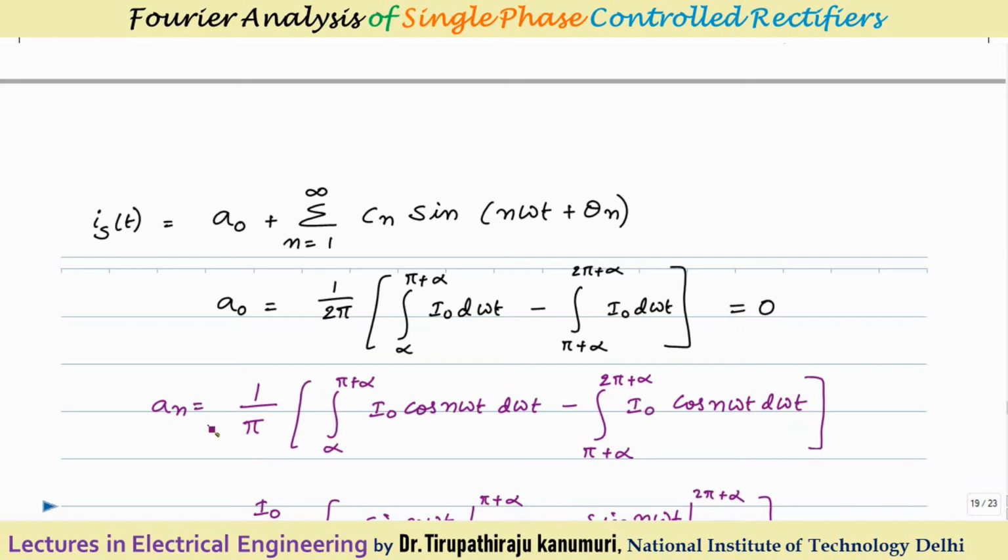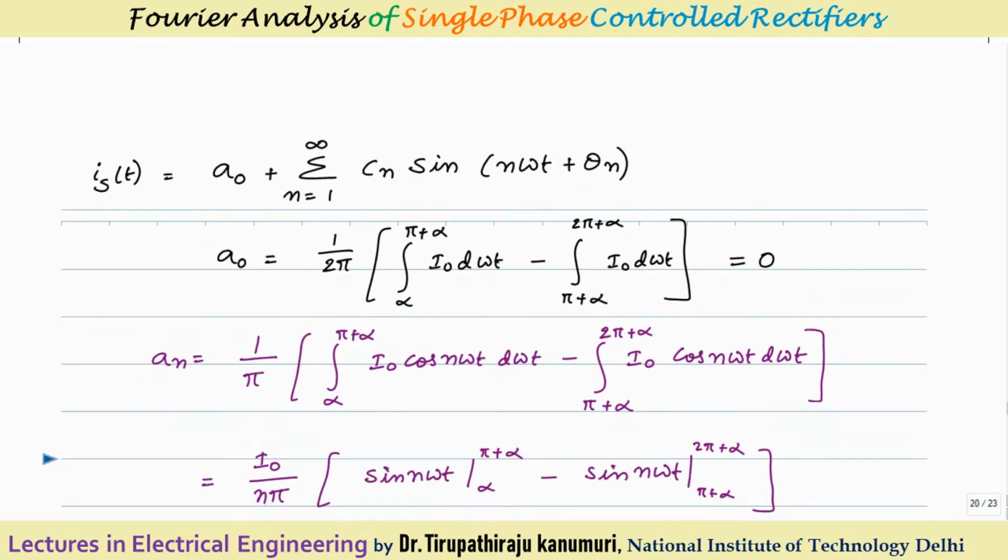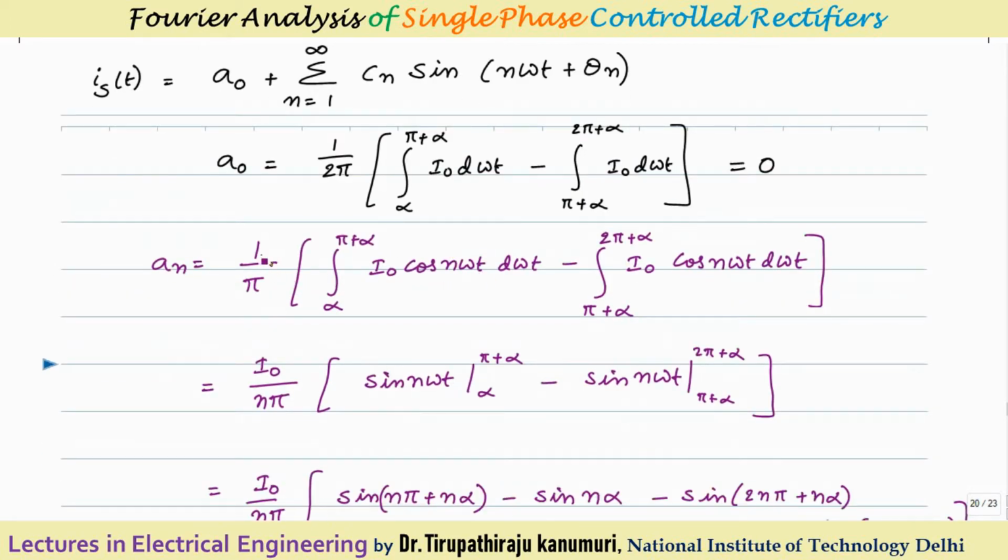So now coming to calculation of An. A naught, if you substitute, will be equal to 0. Now coming to An, it will be 2 by 2 pi. So 2 will cancel, so it will be 1 by pi. Again, this has two components. For one half part it is positive, and for the other half the current becomes minus I naught. So that I naught I have to multiply with cos n omega t d omega t.